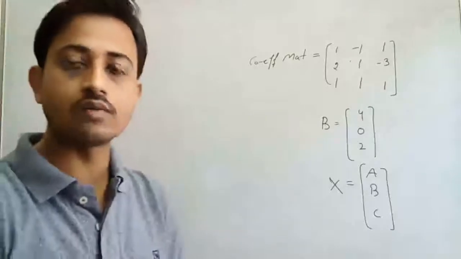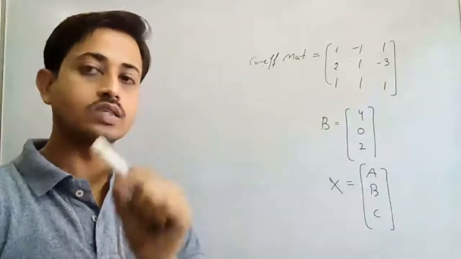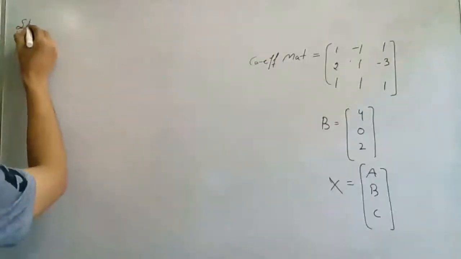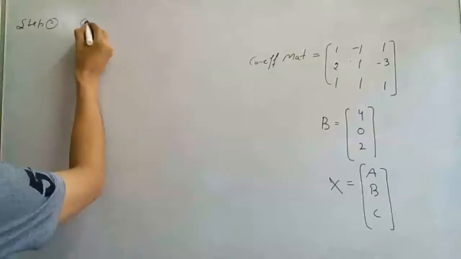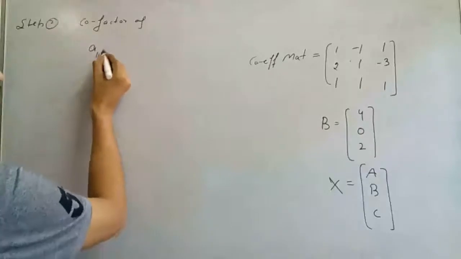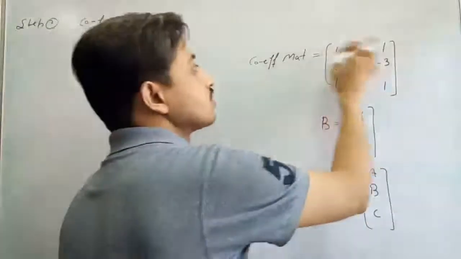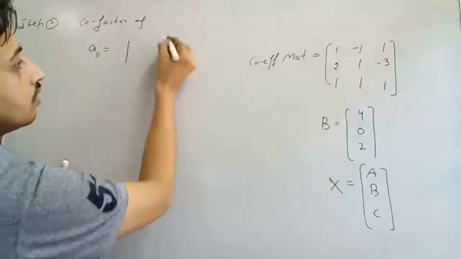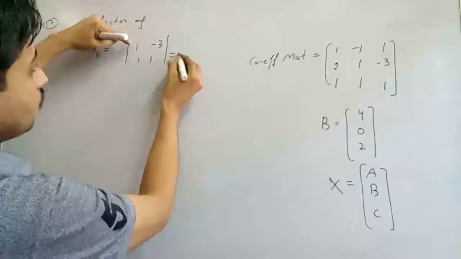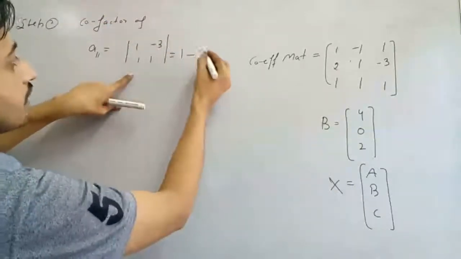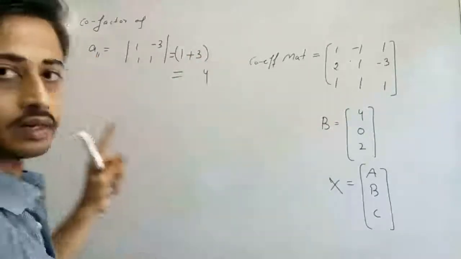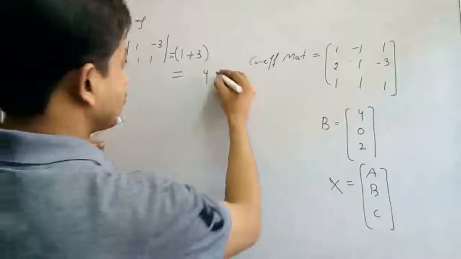Now the second step is to find the adjoint, and for the adjoint we first calculate the cofactor matrix. Step 2: the cofactor of A11. Remove the first row and first column, we get 1, minus 3, 1, 1. Solving this, 1 into 1 minus (minus 3) into 1 becomes plus 3, we get 4. Since 1 plus 1 is even, the sign remains the same, so we get positive 4.